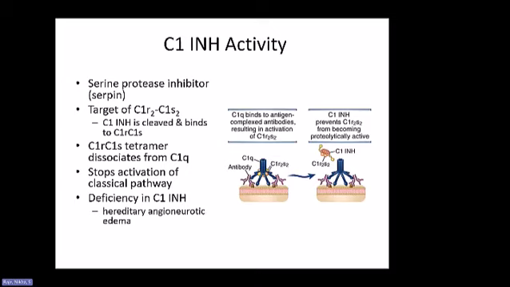This one tells you how if C1 esterase inhibitor is defective, we know that deficiency causes HAE, or hereditary angioneurotic edema, right? This is a serine protease inhibitor, which targets C1r, C1s. So this is C1q, and the C1 inhibitor is supposed to prevent that activity. It pretty much stops the activation of the classical pathway, but if it's defective, it leads to edema.